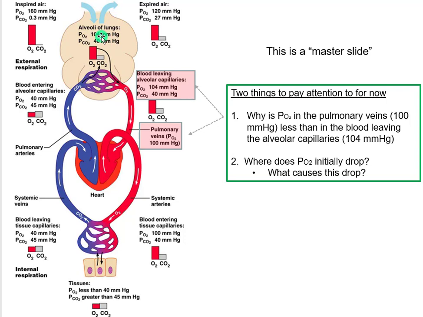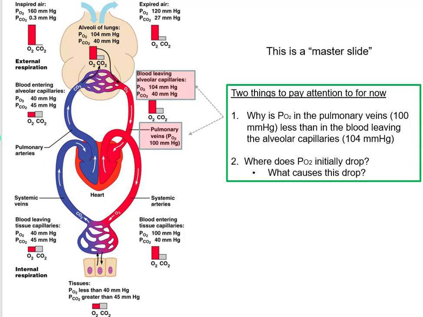But if you accept that it's 104, then you see that the maximum upper limit here is going to be 104 for the PO2 of the blood leaving the alveolar capillaries, because that's how diffusion works, right? Otherwise, if this is 104 and this is 120, then there must have been some active transport type of mechanism, which there isn't. This is all passive diffusion. So now what we see is the blood leaving the alveolar capillaries is 104, but the blood in the pulmonary veins is 100.